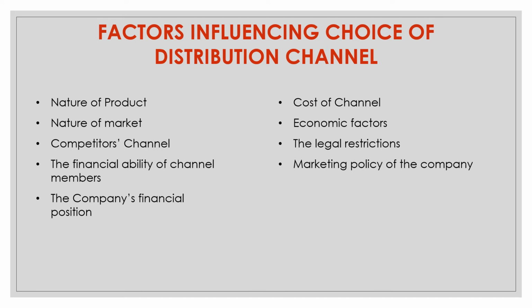And the next thing is factors influencing the choice of distribution channel. While taking channel decisions, you have to consider some factors, because what type of distribution channel you choose depends upon them. The first one is nature of product. What type of product is it? Is it a consumer product or an industrial product? If it is an industrial product, then what type? Is it a capital good? Is it heavy machinery? Is it a hand tool? Is it light equipment? So for different types of products, different types of distribution channels are employed.